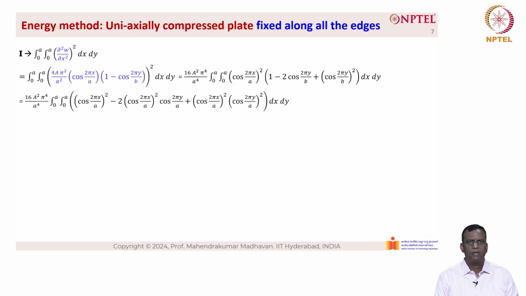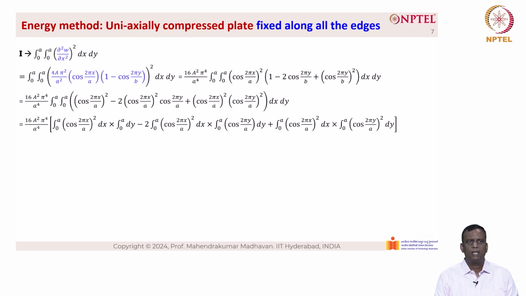So, when we simplify this further, we have 16a² π⁴ divided by a⁴ into the integral from 0 to a of cos² (2πx/a) minus 2 cos² (2πx/a) into cos 2πy/a plus cos² (2πx/a) into cos² (2πy/a). Basically, we are taking this cos² 2πx/a inside the bracket terms where we have expanded (a − b) the whole square, and we get a big term.